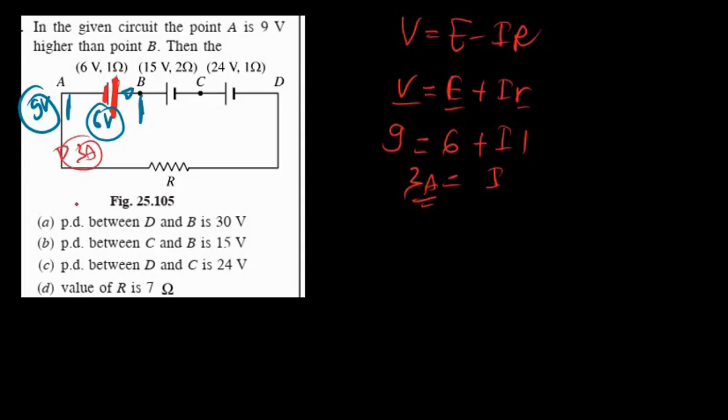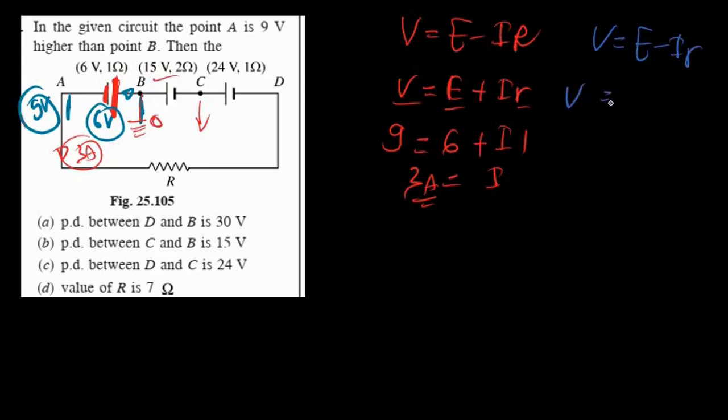Again they are asking us to find the potential differences at these points. It's easier if we make one point grounded, so I'm going to ground here, it's 0, so the potential here is 9. Then to find the potential at C, we need to find the potential difference across this 15 volt cell, right? So I'm going to apply the very same equation, V equals E minus IR, because current is supplied by the 15 volt cell. That's the supporting direction. So E minus IR.